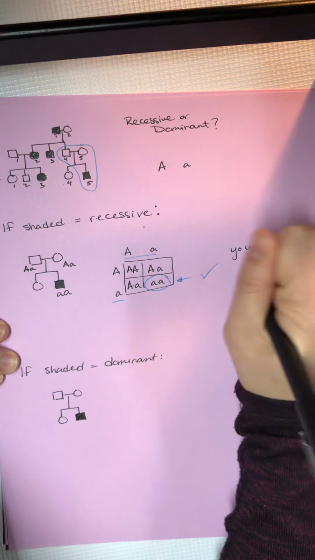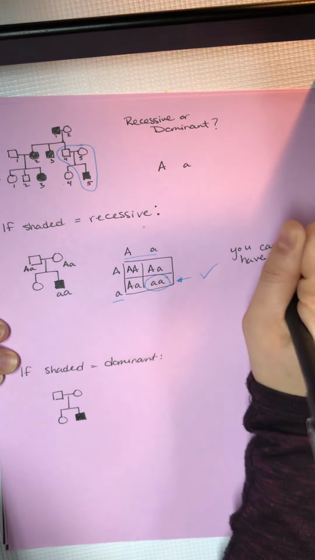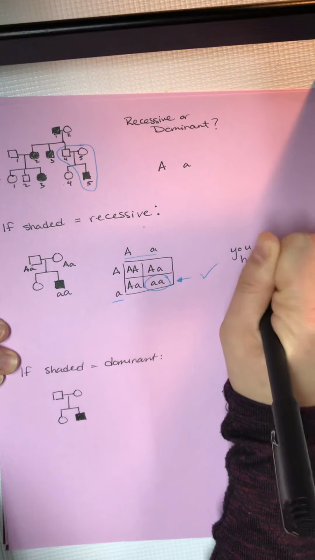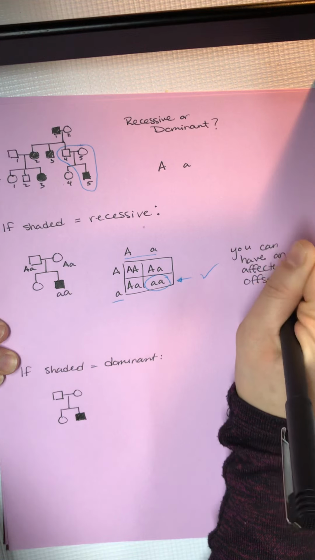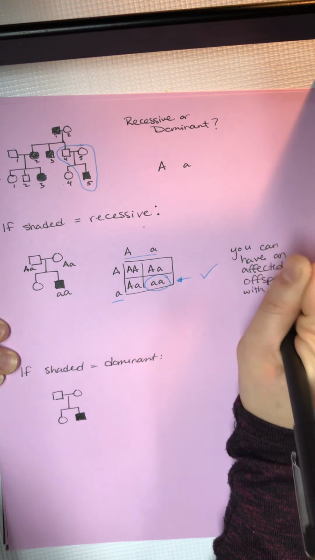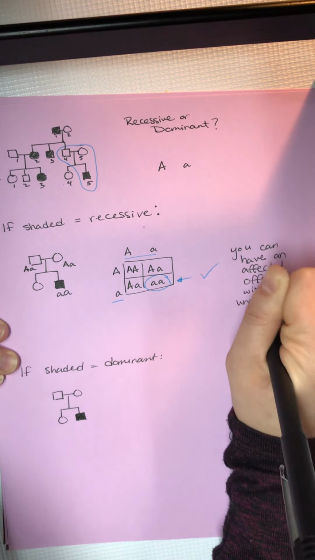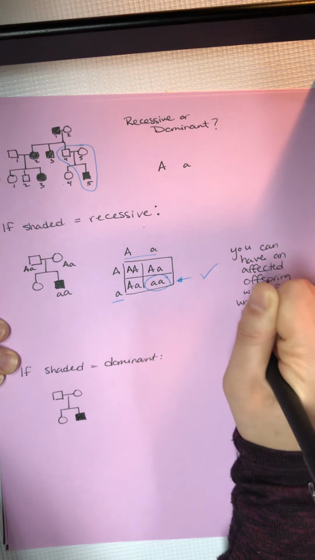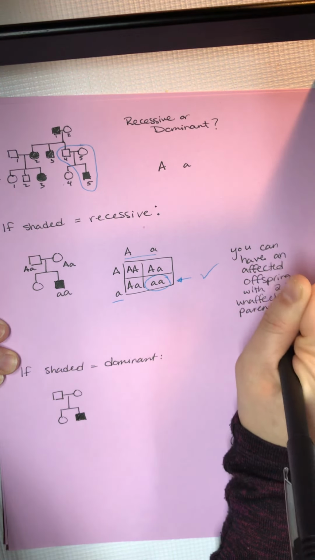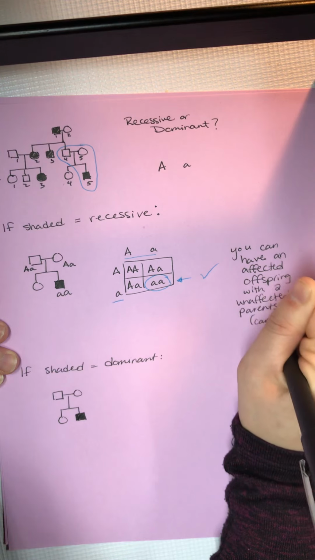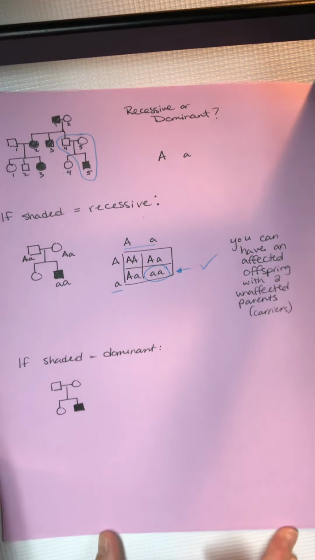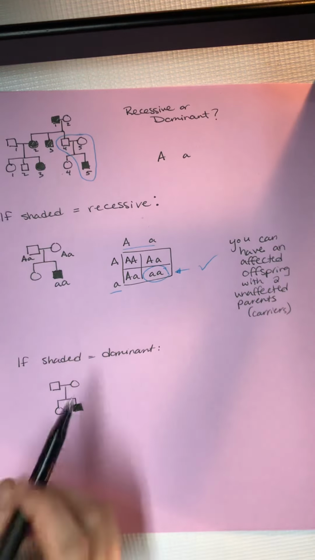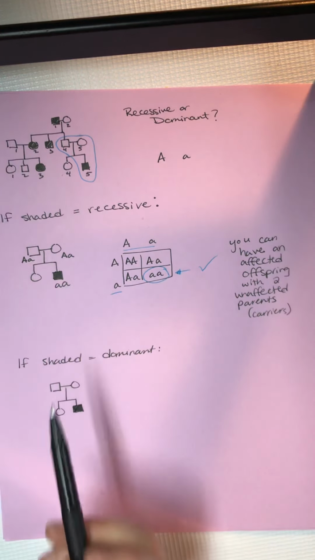You can have an affected offspring with two unaffected parents. And we would call those parents carriers if this was a recessive trait, okay? Let's just go on for argument's sake to see, is this also possible if this were a dominant trait?